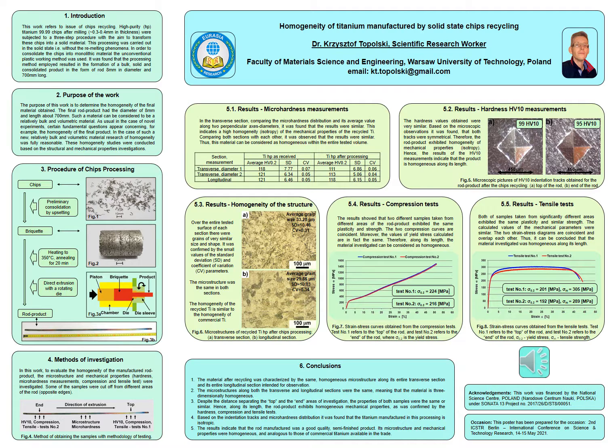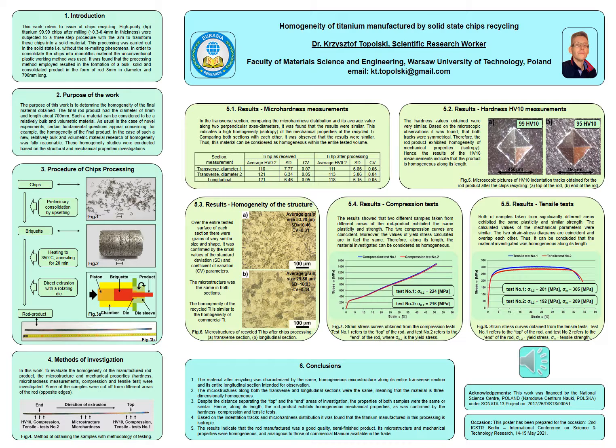Finally, I would like to go to the conclusions, which are placed in the section number 6. So, let's summarize this research and let's formulate the conclusions. In this work, a rod product 8 mm in diameter and about 700 mm long was manufactured. With such a relatively bulk and volumetric material, research was conducted on its structural homogeneity and mechanical properties. It was found that the material after recycling was characterized by the same homogeneous microstructure along its entire transverse section and its entire longitudinal section intended for observation. The microstructures along both the transverse and longitudinal section were the same, meaning that the material is three-dimensionally homogeneous.